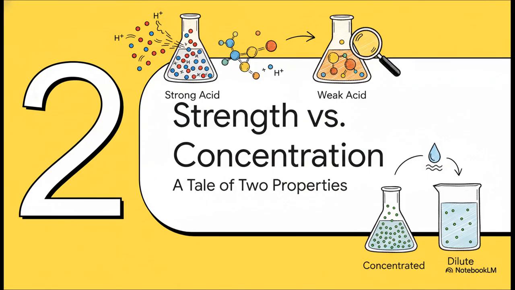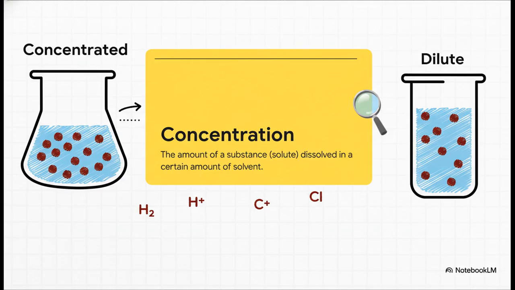All right, next up, we're going to clear up something that trips up so many people. What is the difference between a strong acid and a concentrated one? They sound kind of the same, right? But they actually mean two completely different things. Let's get this sorted out. First up, concentration. Honestly, this is the easy one. It's literally just about how much acid stuff you've managed to cram into the water. A ton of acid in a small amount of water? That's concentrated. Just a little pinch of acid in a big bucket of water? That's dilute. It's all about quantity.